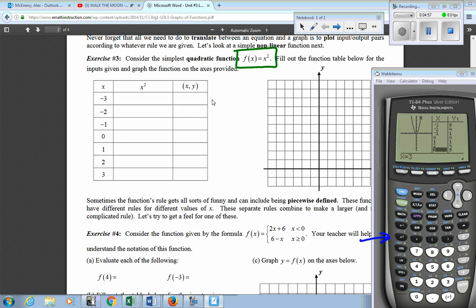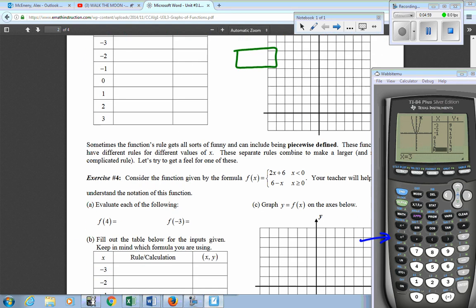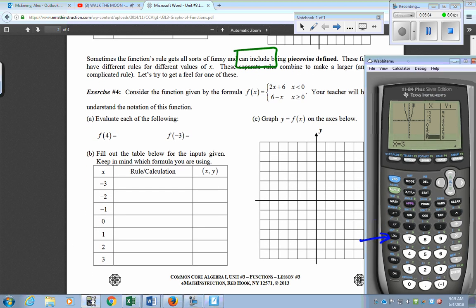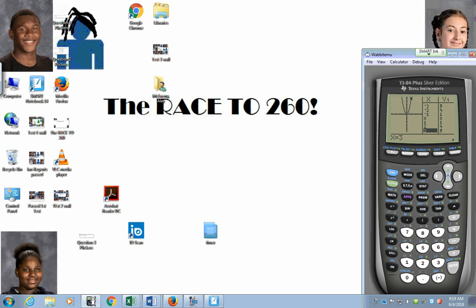Now I'm going to move on to the last one, which is exercise number 4. And this one's a little different because this is called a piecewise function.